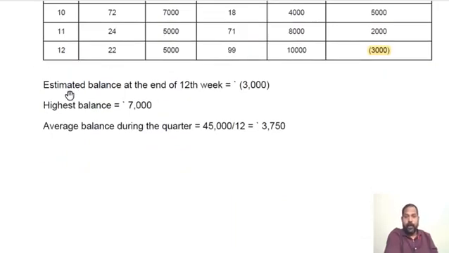Anyway, coming back to the estimated balance at the end of 12 weeks is a negative 3,000. Oh, they've asked you that. Sorry, I missed that part. The estimated balance for the end of the 12th week is negative 3,000. Okay, highest balance is 7,000, perfect, and average balance is 3750. That also is perfect. Fine.